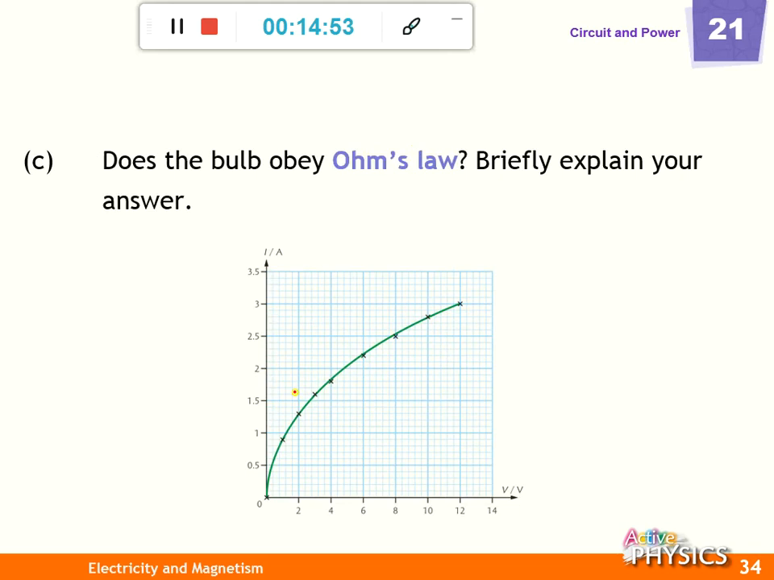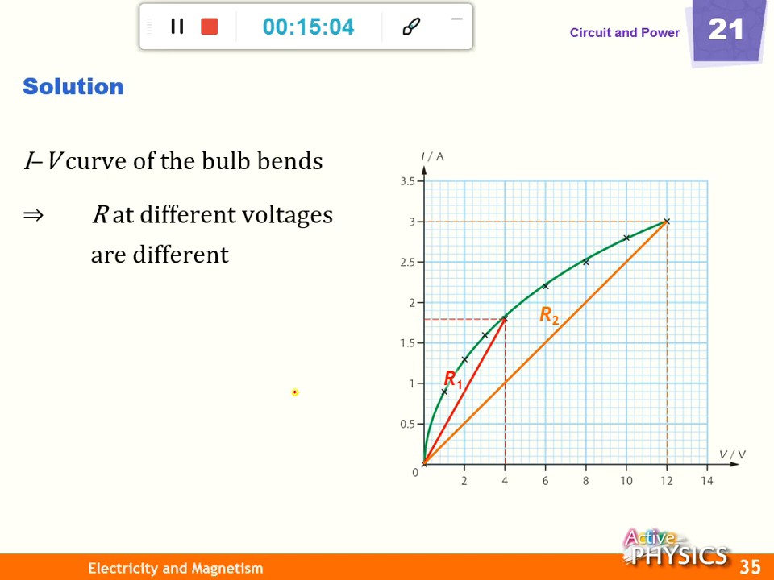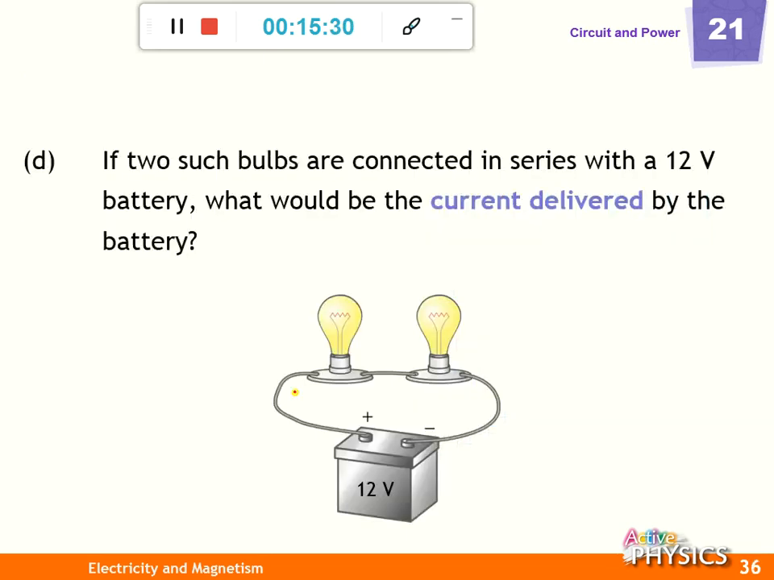How about part C? Does the bulb obey Ohm's law? Firstly, you should pay attention to the definition of Ohm's law. Ohm's law tells us that resistance should be constant, even if you increase or decrease the voltage. In order to prove it, you should prove that R will not change. But unfortunately, here it tells us that R at different voltage are different. So it does not obey Ohm's law.